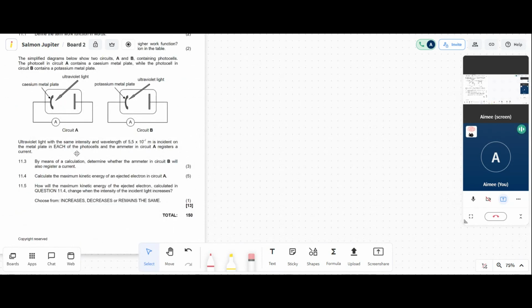Okay? But the problem is that they haven't given us the frequency of the light that's being shone on this plate. They've given us the wavelength. But that's not a problem, okay? Because we have a formula that can convert wavelength into frequency. And that formula is c, or speed of light, is equal to the frequency multiplied by the wavelength. Okay? And the speed of light is on your formula sheet. It's in the little summary on the first page of your formula sheet. So c, you can just substitute in as 3 times 10 to the power of 8.